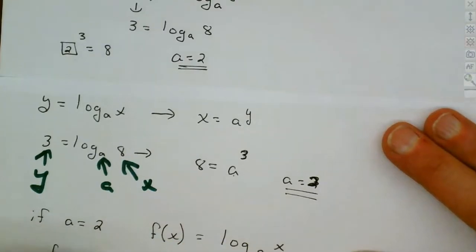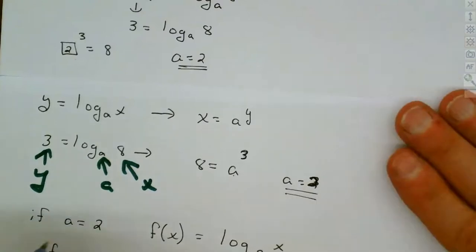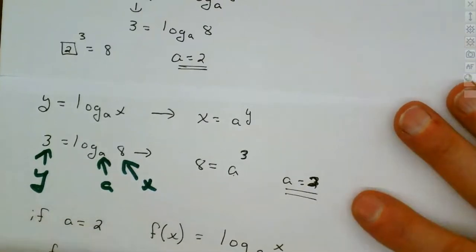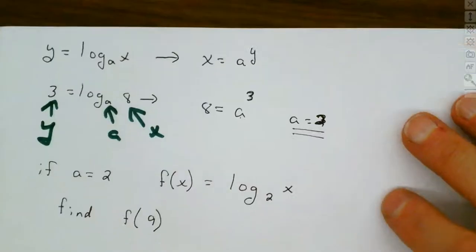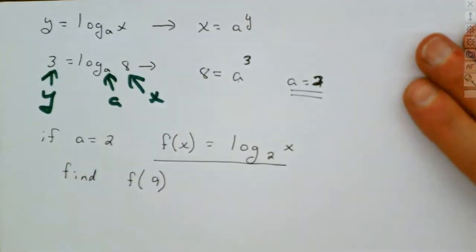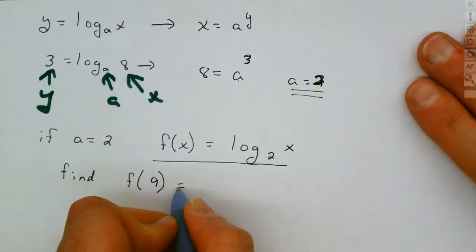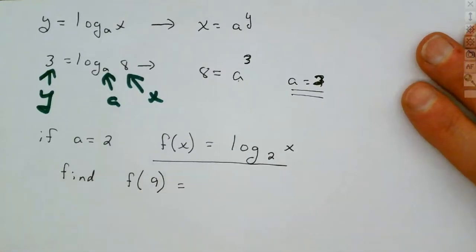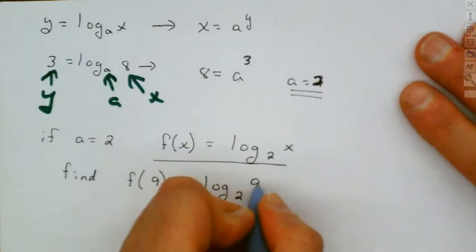And I want you to find, let's have you find something here. How about I have you find f of, let's say, f of 9. So move this up so we can see it here. So we found our A. I rewrote it. Now, I want you to use this equation here to find f of 9. Well, if I wanted to find f of 9, what is that now? F of 9 would be log base 2 of 9.